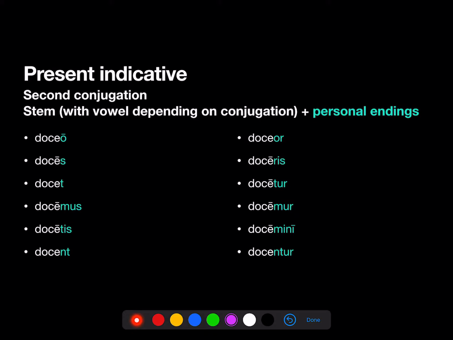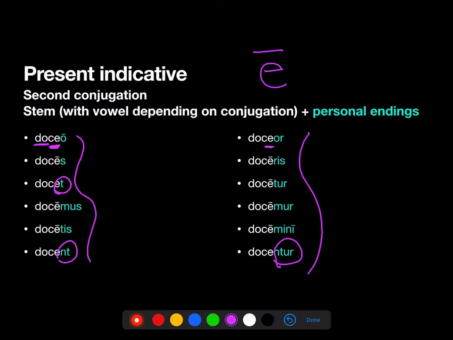Second conjugation, remember its vowel is long E. And so the present indicative is formed from that stem from the second principal part, an E, and then those same personal endings, o, s, t, mus, tis, nt for the active, or, ris, tur, mur, mini, ntur for the passive. Note that the E sticks around before the o of the first person singular active and passive in the second conjugation. Note too that it is shortened before the t, nt, and ntur endings, and also before the vowel o, shortened before another vowel.